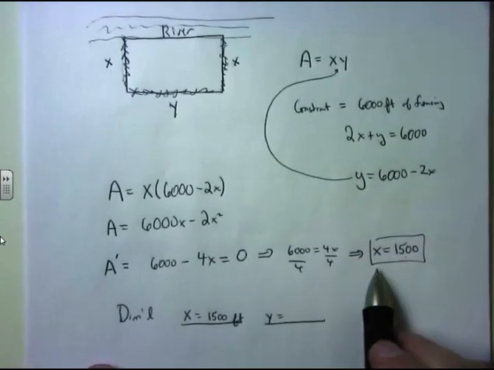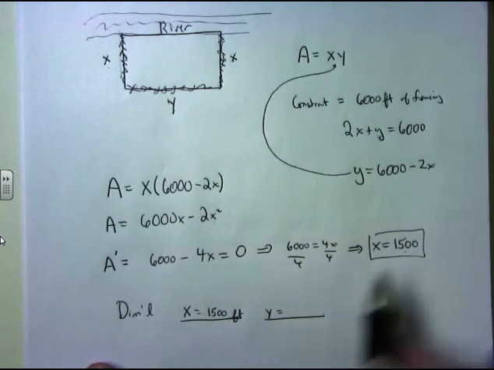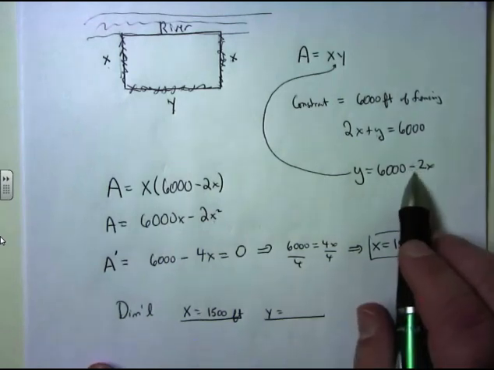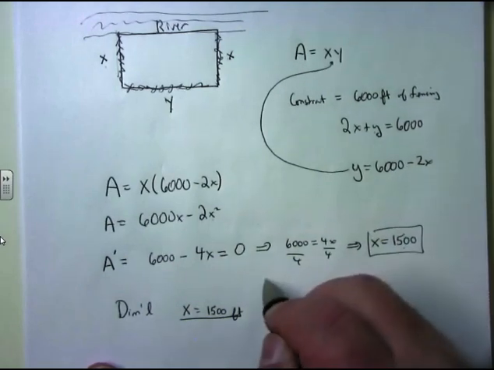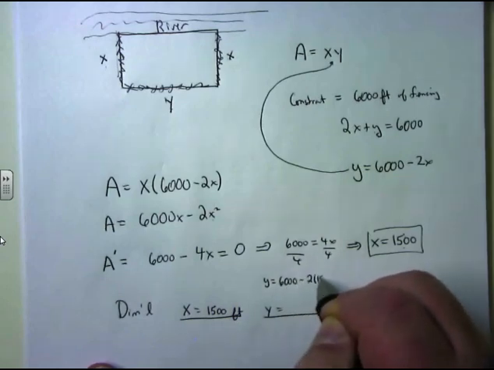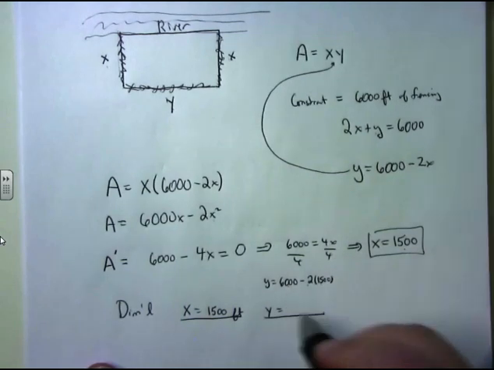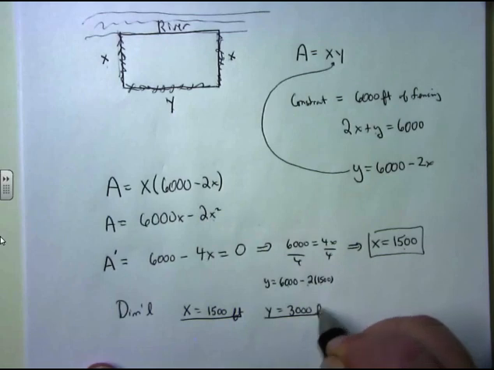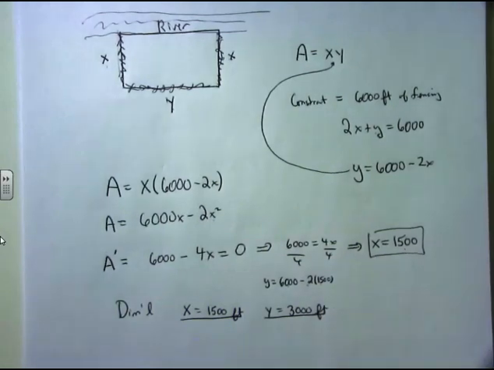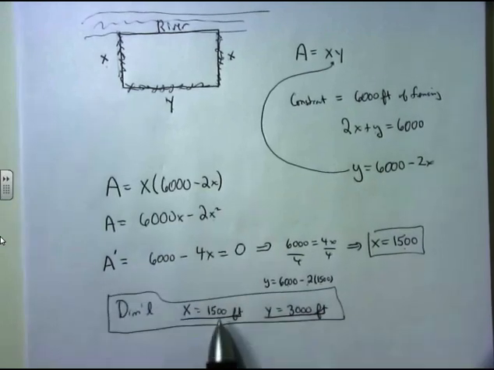So my dimensions are X by Y. Now I need to figure out what Y is. To figure out Y, go back to the constraint equation, where we solved for Y. Y is equal to 6,000 minus 2X. So Y would be equal to 6,000 minus 2 times X, but X was 1,500. So 2 times 1,500 is 3,000. 6,000 minus 3,000 is 3,000 feet of fencing. So the dimensions that will maximize the area of the pen are 1,500 feet by 3,000 feet.